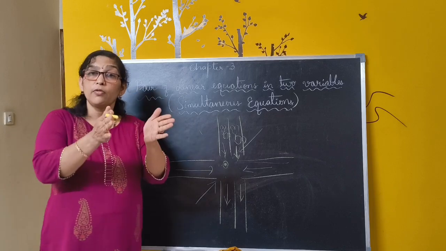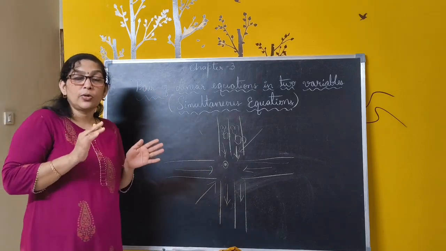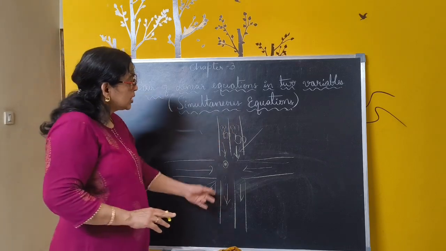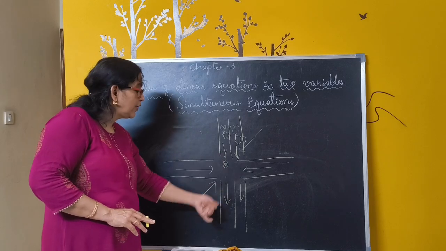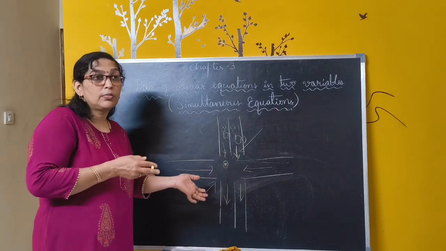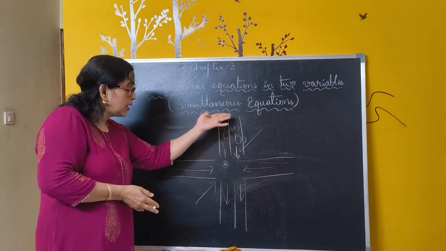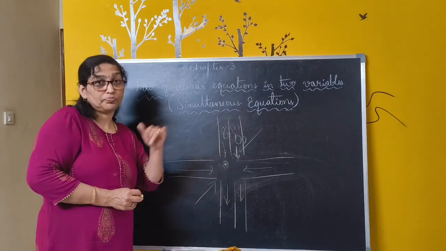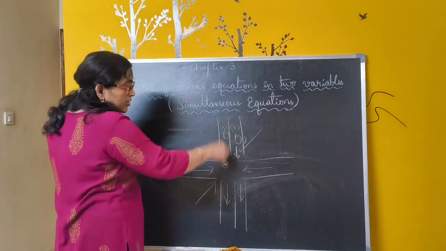Because parallel lines never meet. Even if you extend the parallel lines to infinite length, they never meet. Here also, if they keep on moving like this, even if they travel an infinite distance, they never meet. They do not meet anywhere here. Okay, next. So this is the second case.